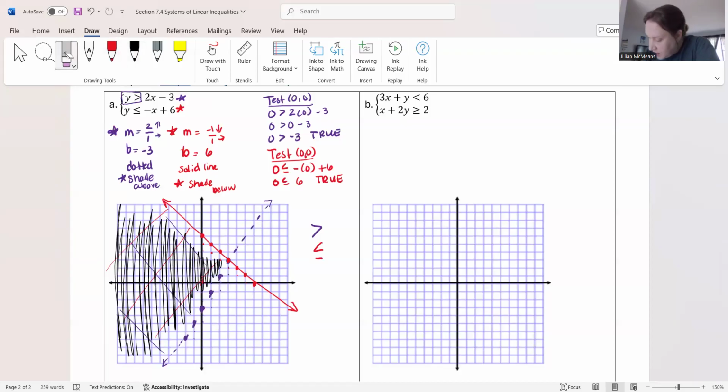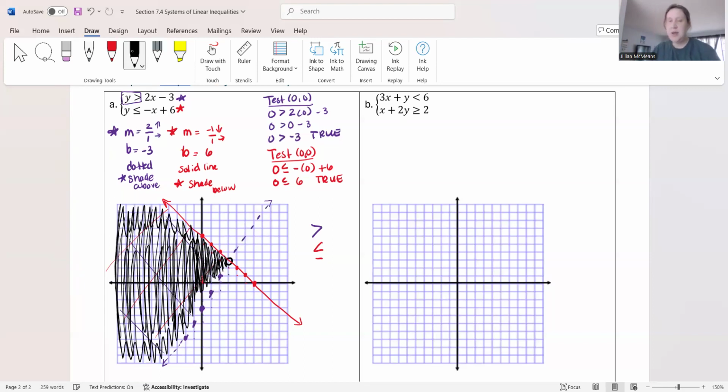So let me see if I can, whoops, I didn't mean to erase my whole line. There. So we want to make sure we put an open circle here where those two lines intersect, okay? So our shading is going to be like this. So all of this shading in black, and then we have an open circle where the two lines intersect. Okay, let's go to part B.